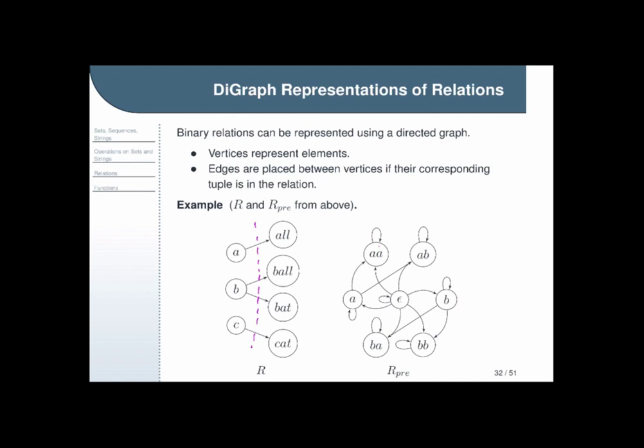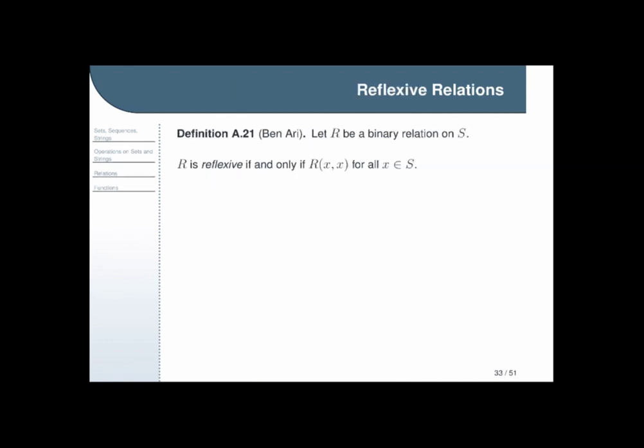The technical term for this is that it is a reflexive property, and we can say that if we have some binary relation on S, it is reflexive if and only if R of x,x is true for all x in S. So in other words, if and only if for every element in S, it is related to itself, right? And you've already seen this, but we'll give you an example here.